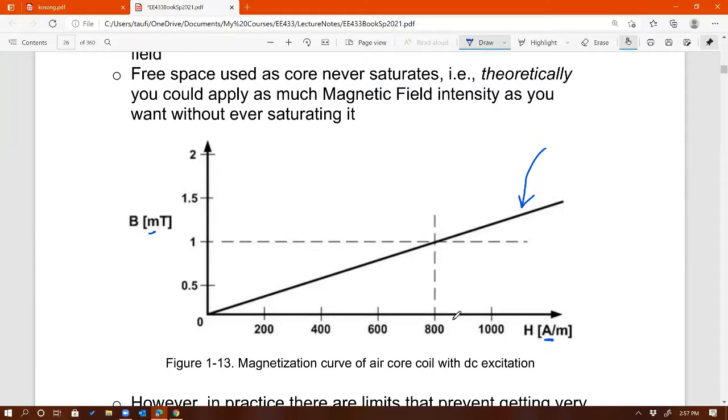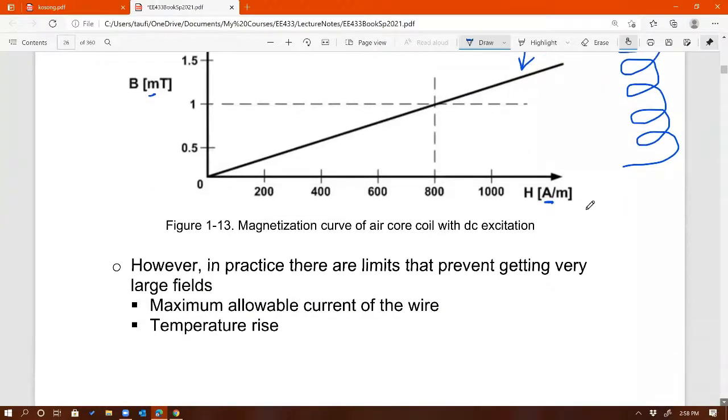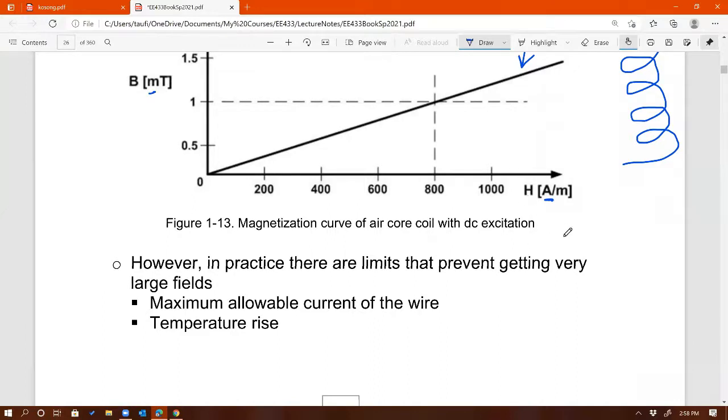That's number one. Now, even if you can create the energy, don't forget that this amperage has to go through wire. So the other practical issue would be temperature. Imagine you have a coil around air or free space or vacuum, and you inject 800 amps just to produce 1 millitesla. What do you think is going to happen with this wire? Hot, of course, because each wire will have resistance. So that's another practical issue with free space or air core. That's why for most applications, we don't use air core. It's going to require too much energy to create the magnetic flux.